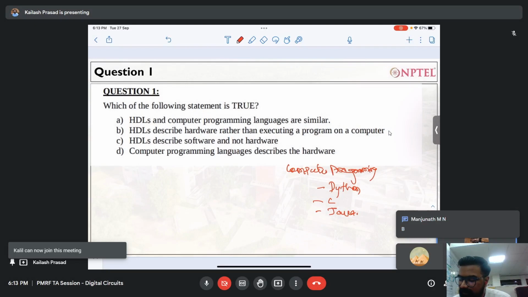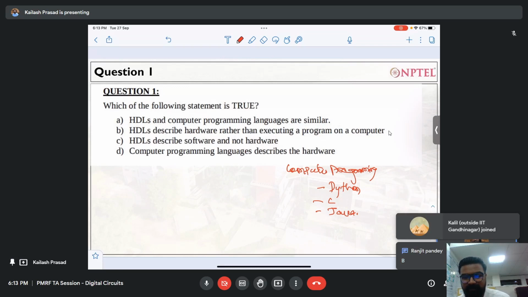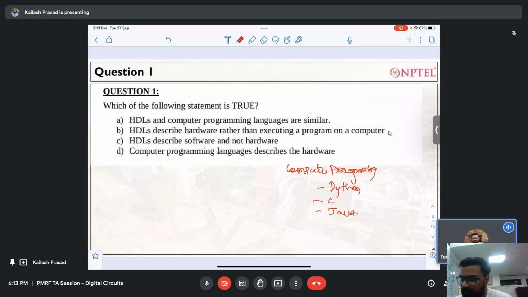So what it is saying is that the main job of the HDL is... two students have answered the question, and people are saying that it will be B. Let me explain which one of the answers is correct. Rather than executing a program on the computer, HDLs are used for designing hardware or not. That's the point. The third point is HDL describes software, not hardware. So this will be wrong, right?